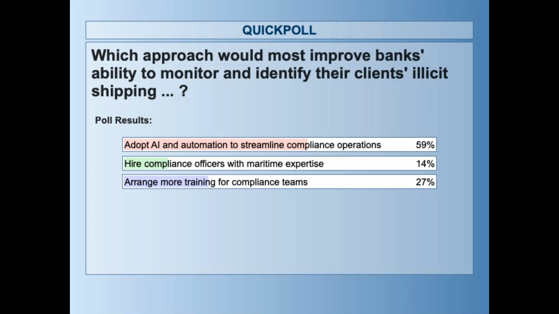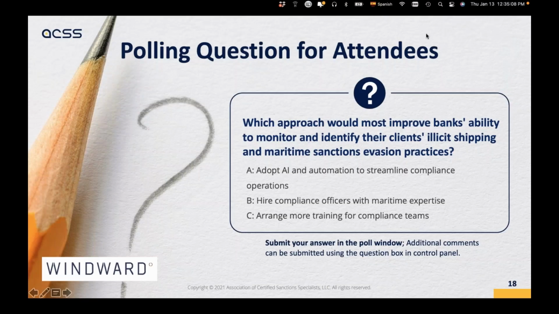Hey, Gilles. I could start here. I think all three of these things are fundamentally important to improving banks' ability to monitor and identify illicit shipping practices. Probably the least important would be hiring compliance officers with maritime expertise, because in adopting AI and automation to streamline these processes, you're going to be leveraging the subject matter expertise of the vendor you are onboarding, who's going to help train the sanctions compliance team or the user of the tool. And that kind of speaks to C as well.